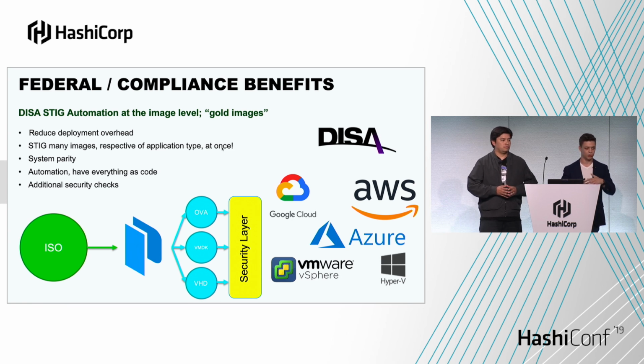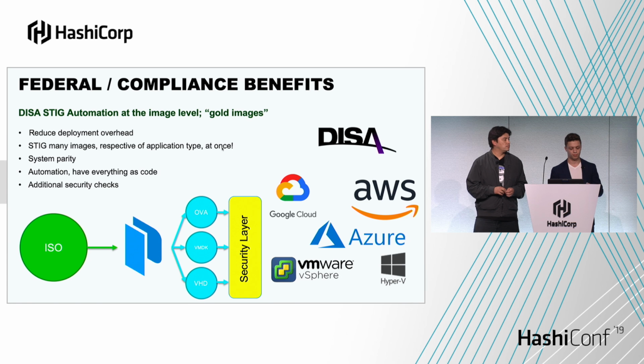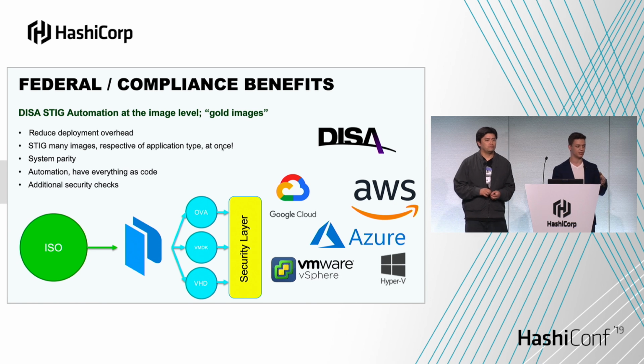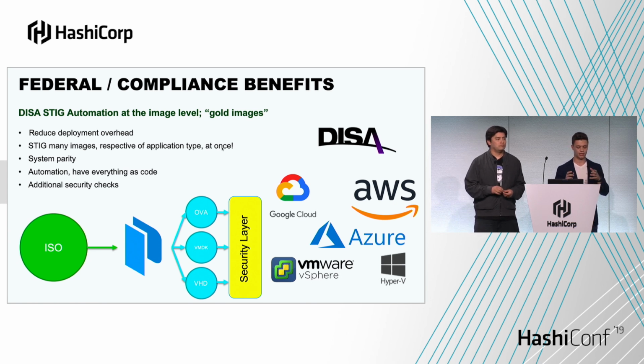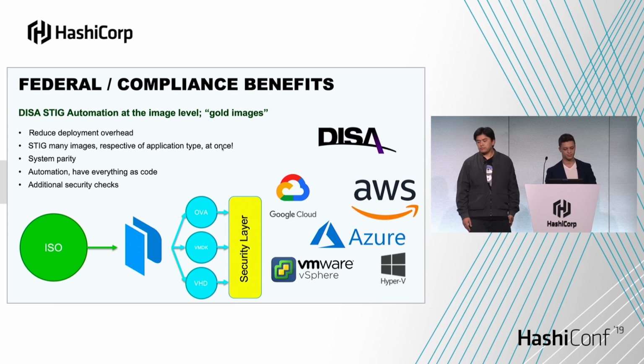You can STIG all of your base images and start having new application types quickly rolled out on top of your gold image. System parity, I hit on parity earlier. And I just want to really drive that home that we are achieving parity much faster than other people working in the space because we have a pipeline constantly delivering the same image that can be independently verified inside each cloud or on-prem operating space.